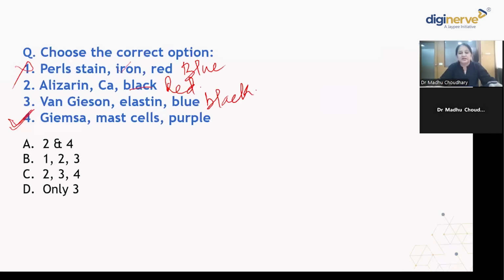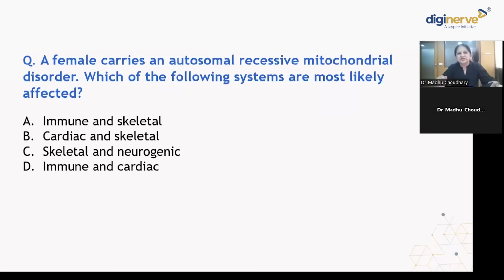What is the Giemsa stain? It is a type of metachromatic dye. Metachromasia means the dye is of one color and you will see a different color. So it is Giemsa stain. It should be option 4, right? Okay, now let's move on to the next question.